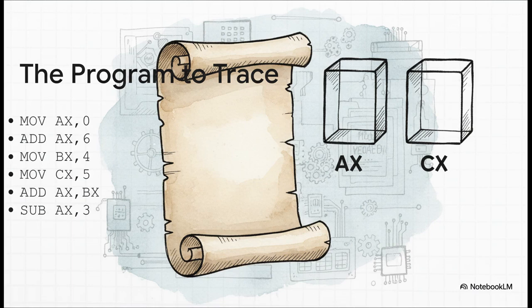Here it is. This is the entire program we're going to walk through. It looks simple, but it uses everything we just talked about. Our goal is to keep track of the values in our main registers, AX, BX, and CX, and figure out what's left in AX at the very end.